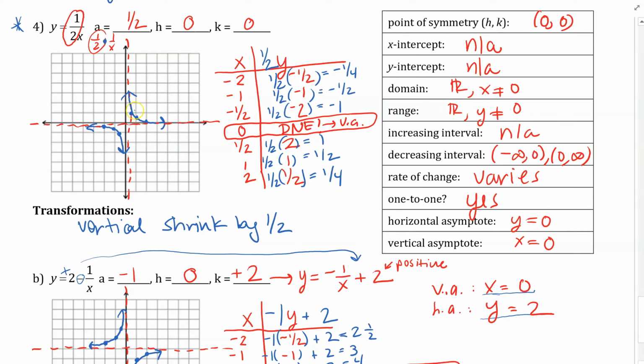This graph, like the last one, is similar to the parent function. It has the positive boomerang in the top right and the negative one in the bottom left, so both sides decrease. So from negative infinity to where it breaks at 0 it decreases, and then on the other side from 0 to infinity it decreases as well and never increases. The rate of change will vary because the graph is curvy, not sharp or linear, and it is one-to-one, yes, because it passes the horizontal line test.